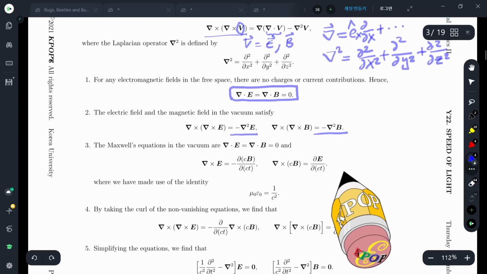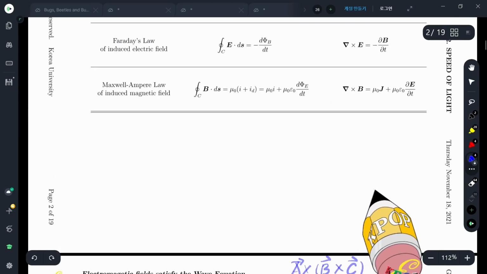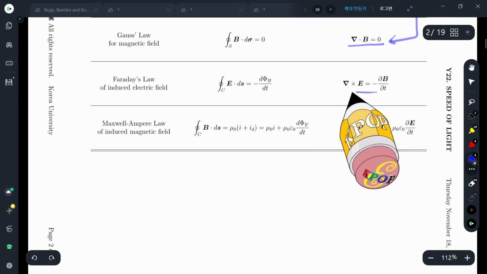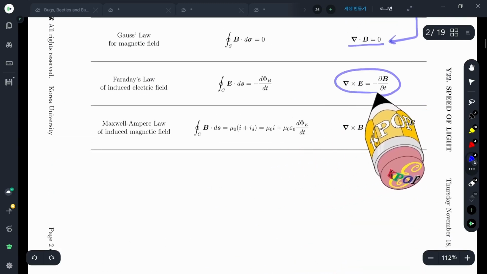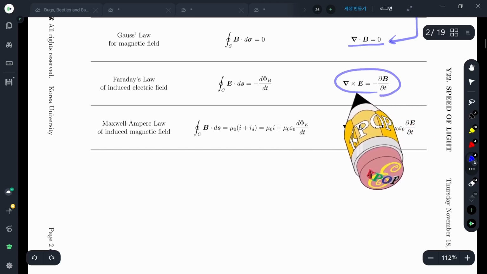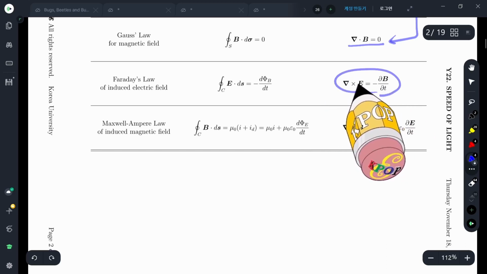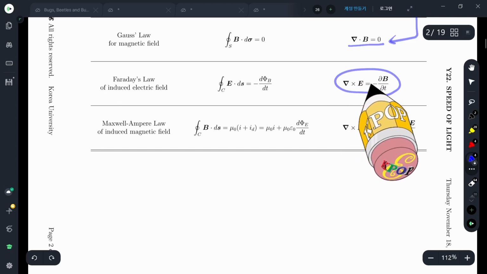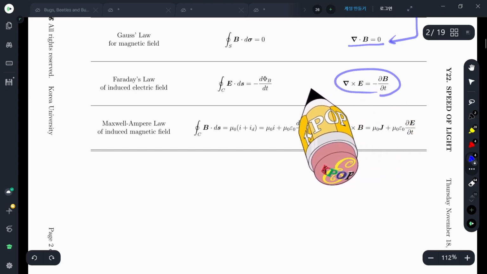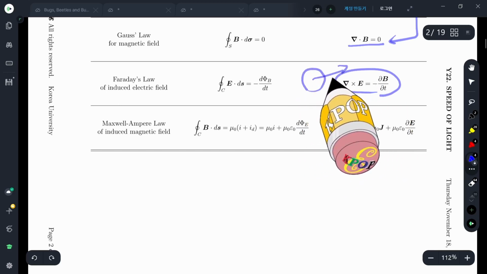We return to the equation, Faraday's law: a changing magnetic field generates an electric field, and that induced electric field circulates around the direction of change of the magnetic field.